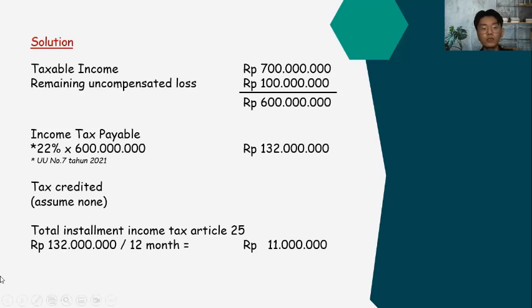And then we calculate the income tax payable. Because this case is about bodies, we use the rate for bodies, which is 22% that I get from Undang-Undang Nomor 7 Tahun 2021, multiplied by 600 million rupiah, and then we get 132 million rupiah. And then since the case does not state anything about the tax credit, I will assume none. And then the total installment income tax Article 25 is 132 million rupiah divided by 12 months, and then we get 11 million rupiah.